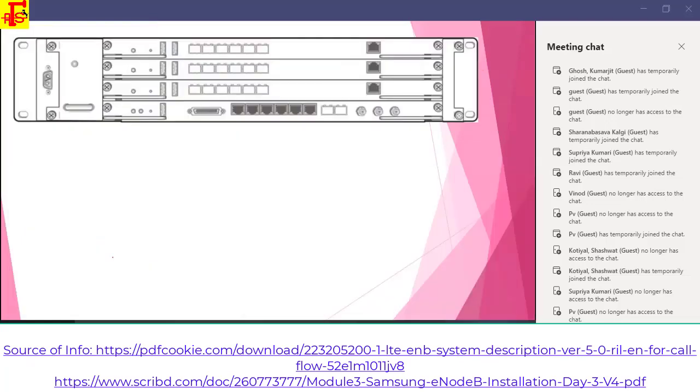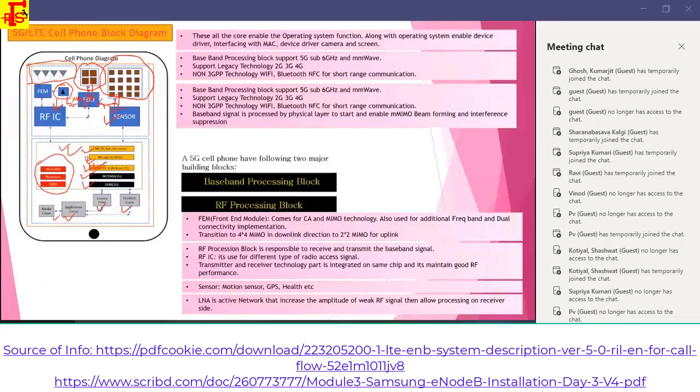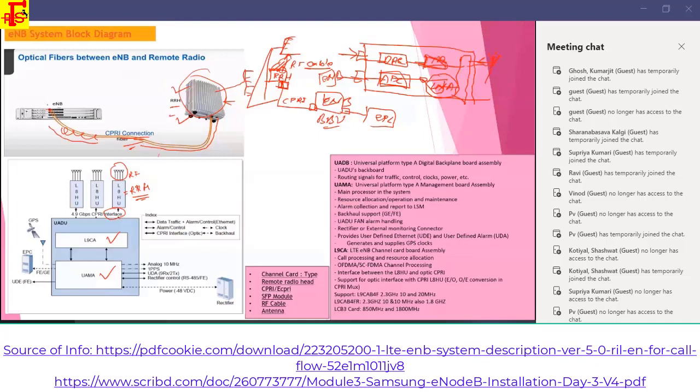Here you can see in this image one channel card, second channel card, and third channel card. Three channel cards are connected, and below is the UMA card. This one is the UMA, and these are the three channel cards. Every channel card has approximately 6 ports.